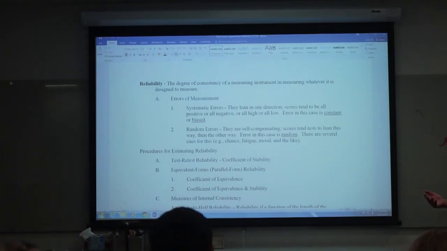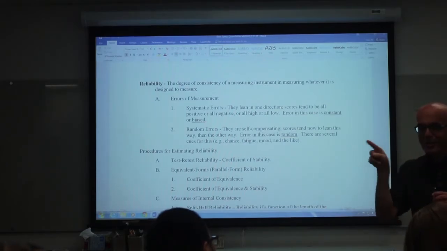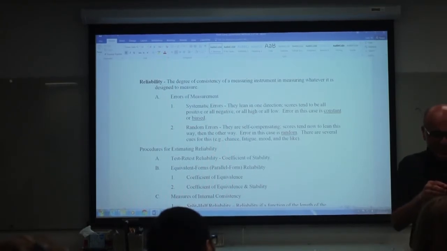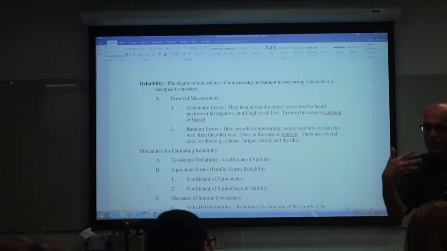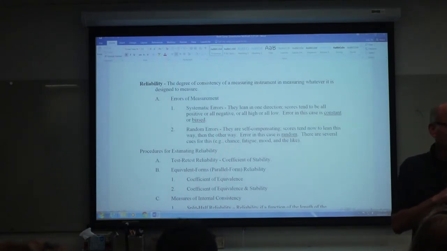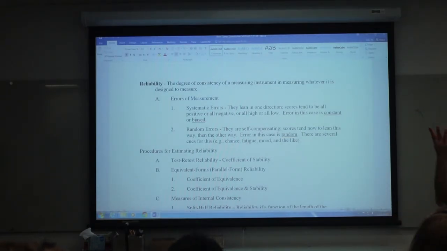Next is reliability. Reliability is poor man's validity. Why do I say that? If someone else said it, I just remember it. It's much easier to establish reliability than it is to establish validity. So you read, there is lots of information about reliability.